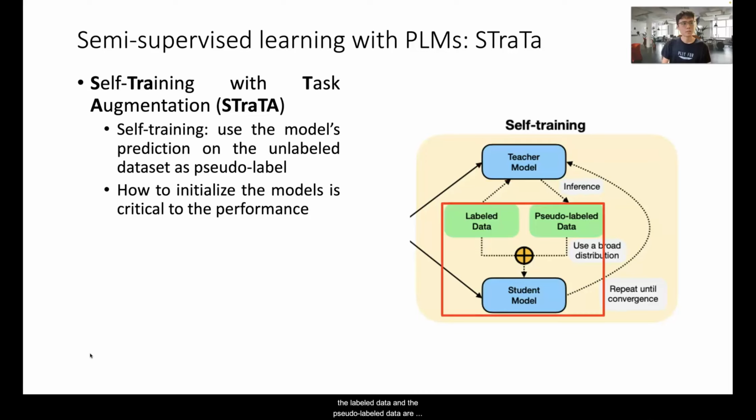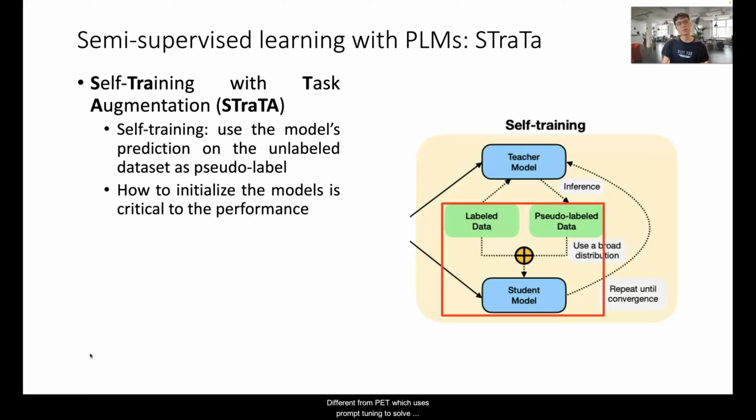Next, the labeled data and the pseudo-labeled data are combined to train another model called the student model. This process is called self-training. And again, the quality of the pseudo-label is critical to the final performance. So how the teacher model is trained is very important.